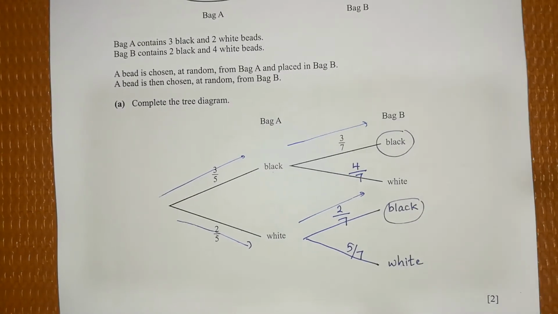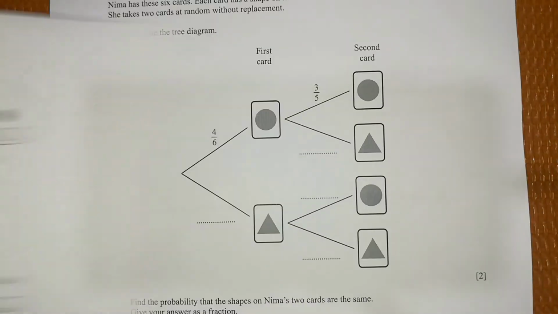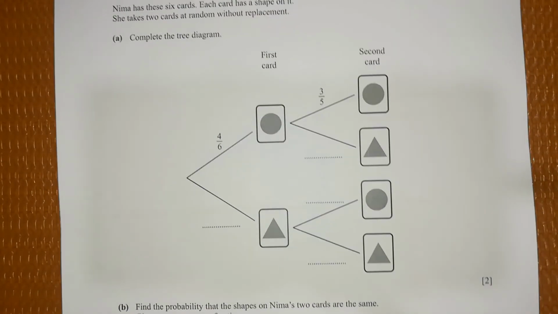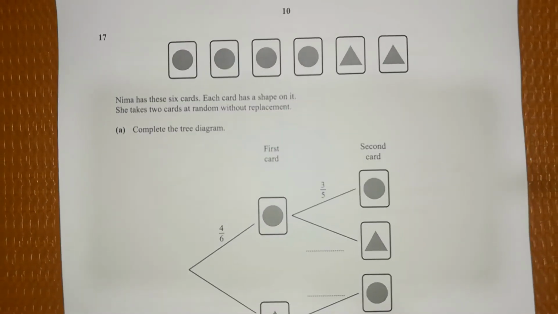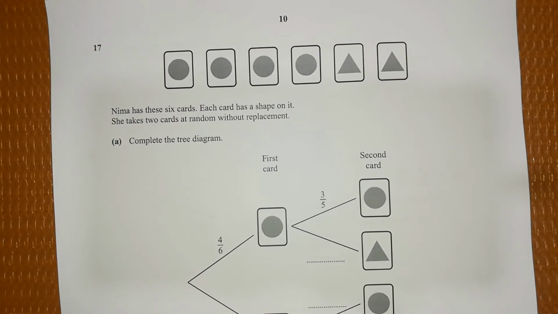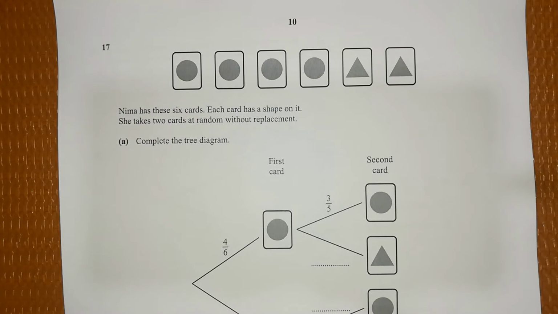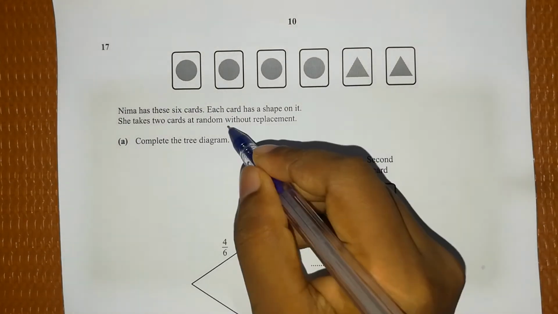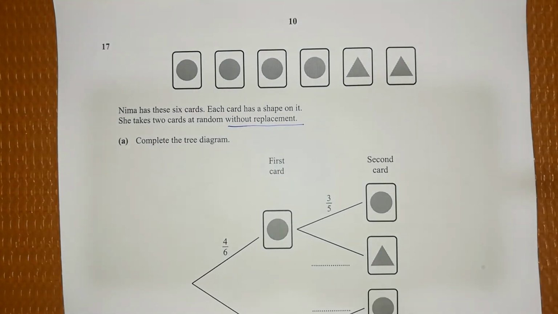Right. Now this is 2019 May-June paper 17th question. Nima has these 6 cards. Each card has a shape on it. You will notice there are circles and the triangles. She takes 2 cards at random without replacement. So that is very important. That means she doesn't put the first card back when she takes the second card out.